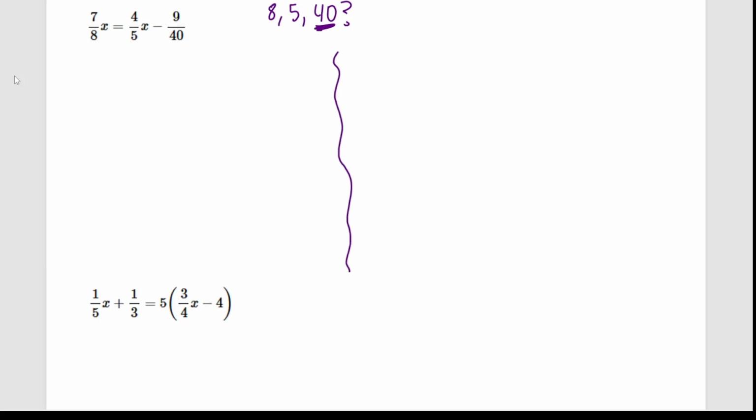So let's kind of break this up by both methods. So if I'm going to do the clear the fractions method, what I'm going to do is take all three terms, you have to do this importantly to all three terms, and multiply them by 40.